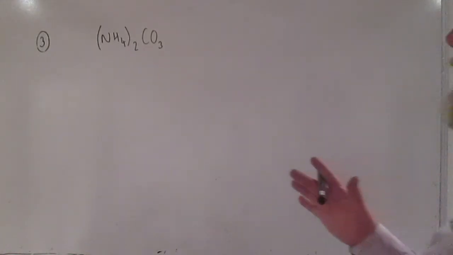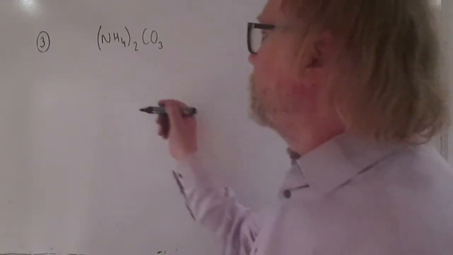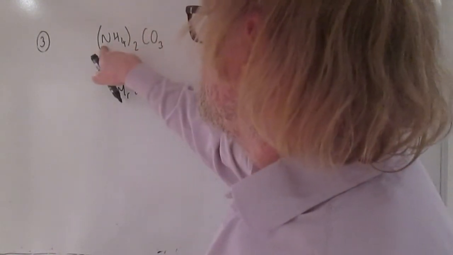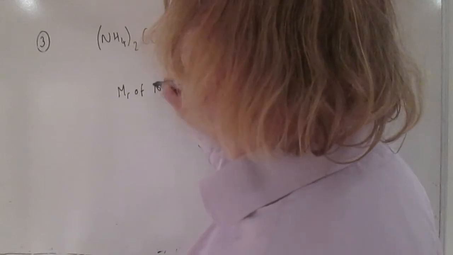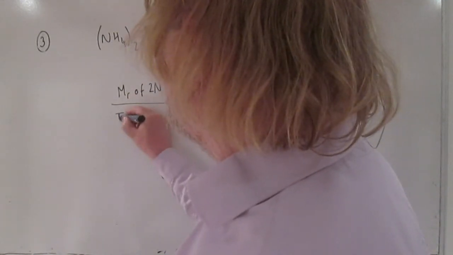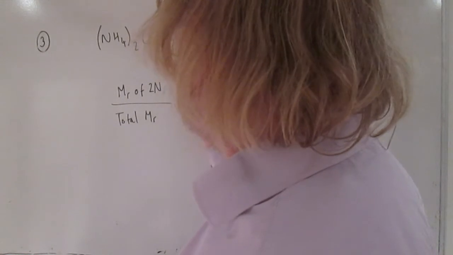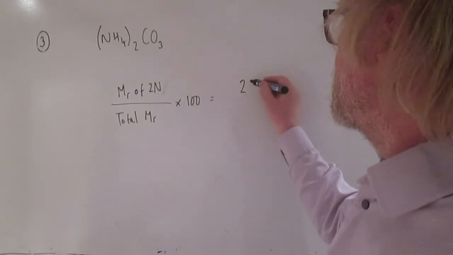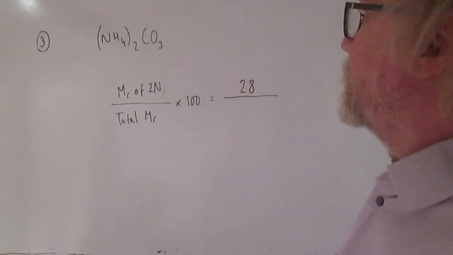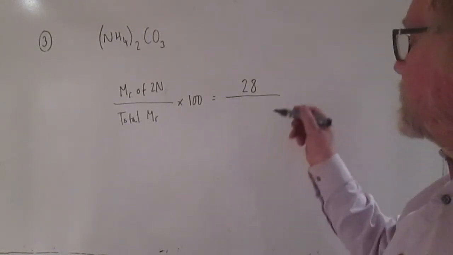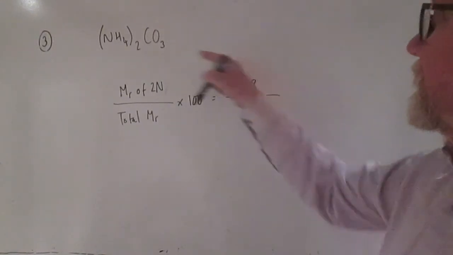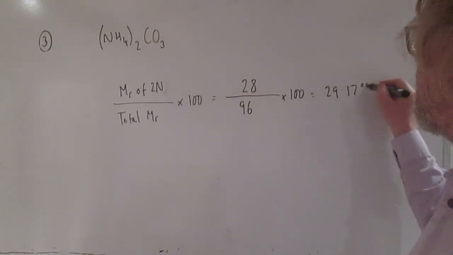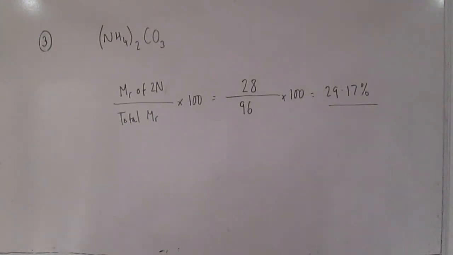For number 3 then, it wants the percentage by mass of nitrogen in that compound, so that's going to be the MR of N2, because there are 2 nitrogens in there, so 2N if you like, divided by the total MR times 100. So you can just plug the numbers in. You get 28 for your 2 nitrogens, and then you get 96 for the total MR of that lot, times 100 equals 29.17%, and so the answer is C.